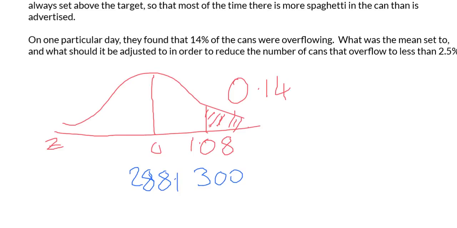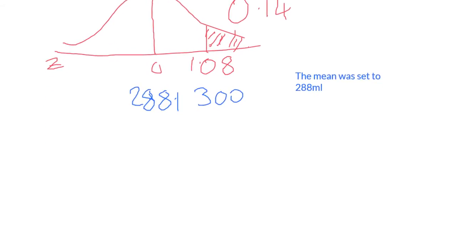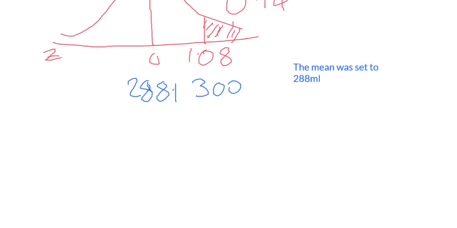So that means that our first part, the mean was set to 288 mils. Alright. The next question asks us, what would it have to be set to in order for it to be less than 2.5% overflowing? So again, we're going to draw the same thing.